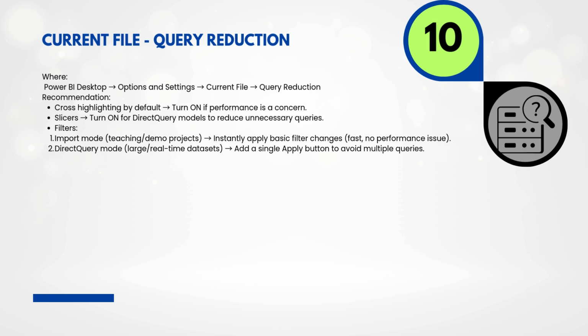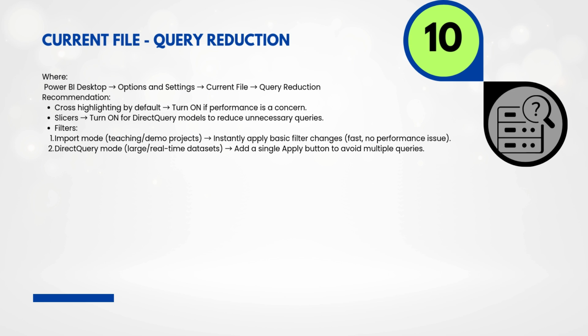For example, you are connected to a live SQL database with 50 million rows. Every slicer change sends a query back to the database. If a user clicks through multiple slicer options, that's multiple queries and performance tanks. That's why in DirectQuery mode, you should turn on the option to delay slicer changes until Apply is clicked. This way, users can make all their selections, then send just one query when they are ready. It's like filling your shopping cart first, then checking out once, instead of paying for each item separately.